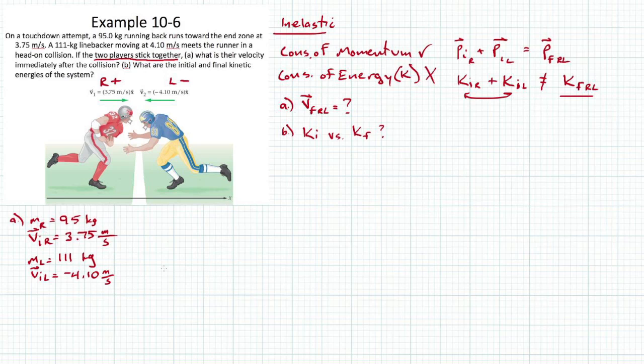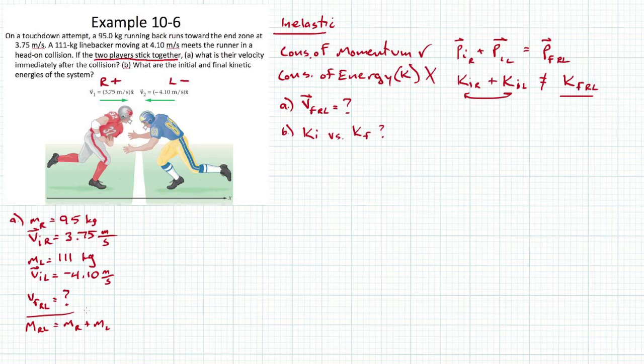So we want to find out what the final velocity is of the running back and linebacker combination. Well, we can find out very easily what the final mass of the running back and linebacker combination is. That's going to be simply the mass of the one plus the mass of the other. Mass of running back plus mass of linebacker.